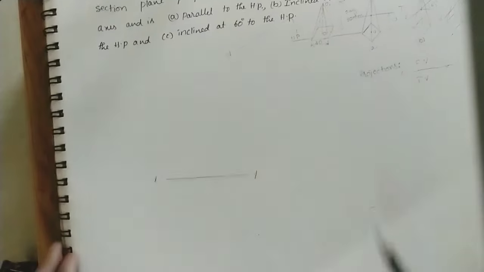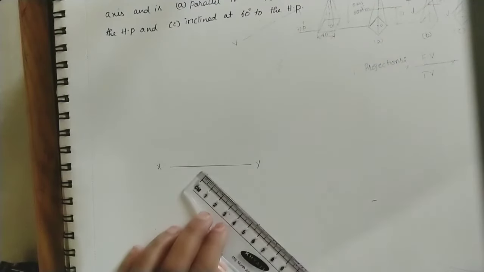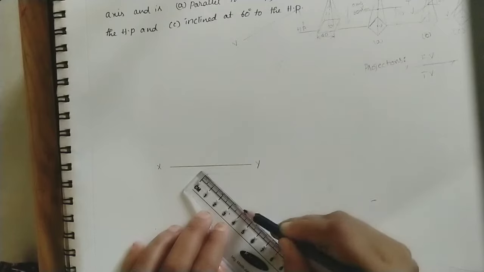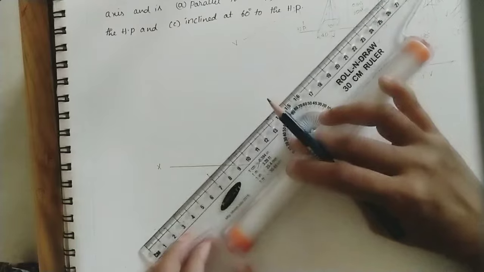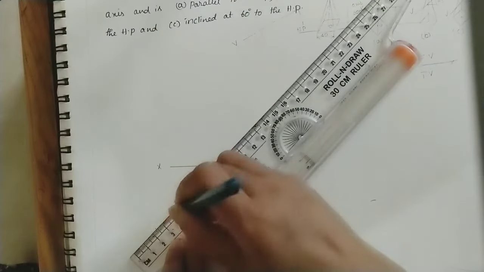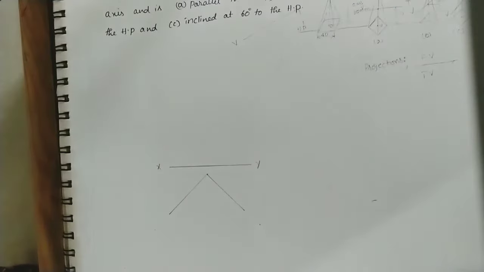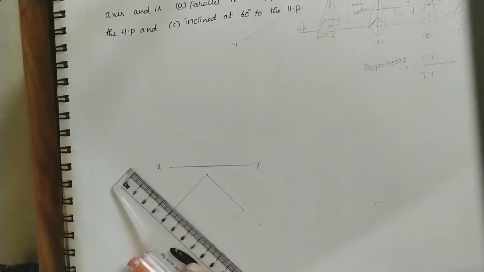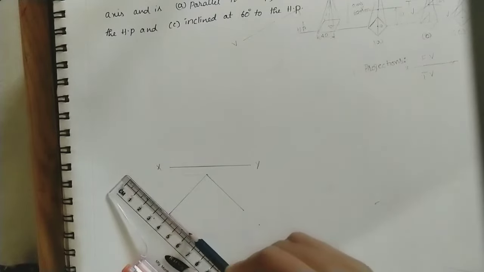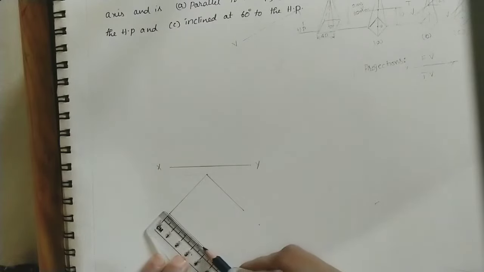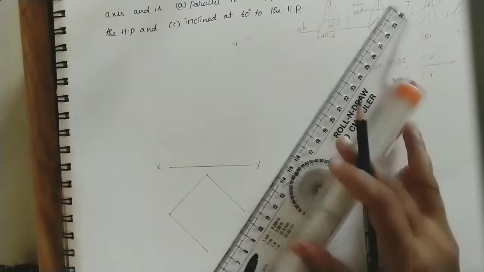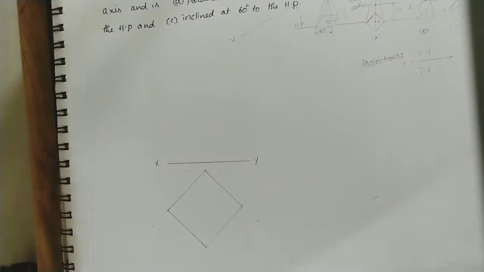Take the side length of the square. How much is it? It has been given as 40 mm, 4 centimeter. And in this direction also take 4 centimeter. Now here do a line parallel to this. Take this as the reference line. Move the scale. At this point, do the line. On it, mark 4 centimeter. Now join this point to this point. Now this is the top view.